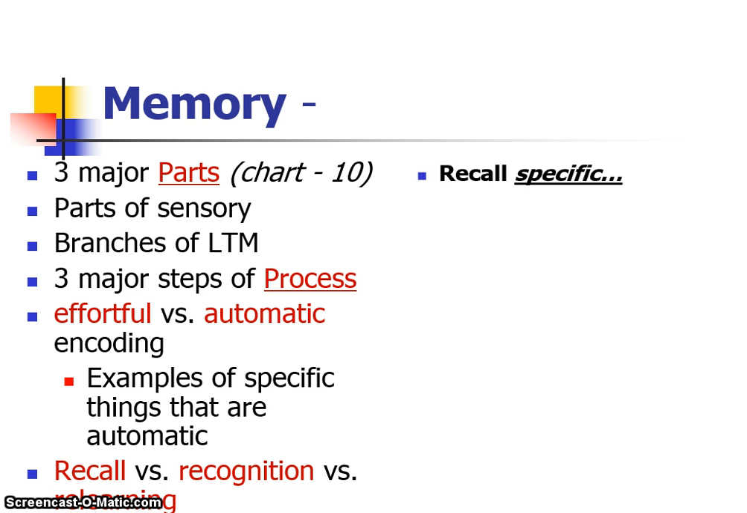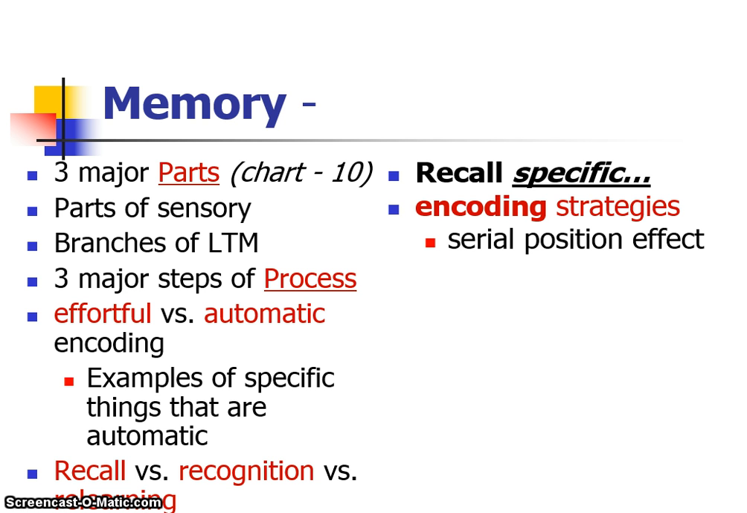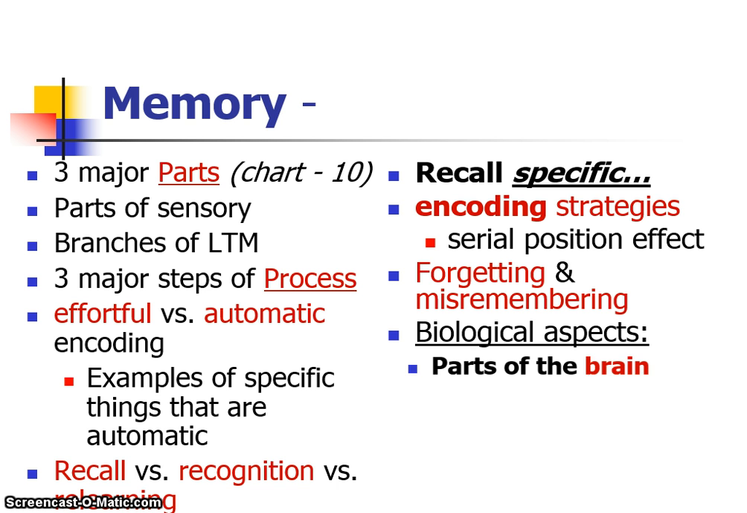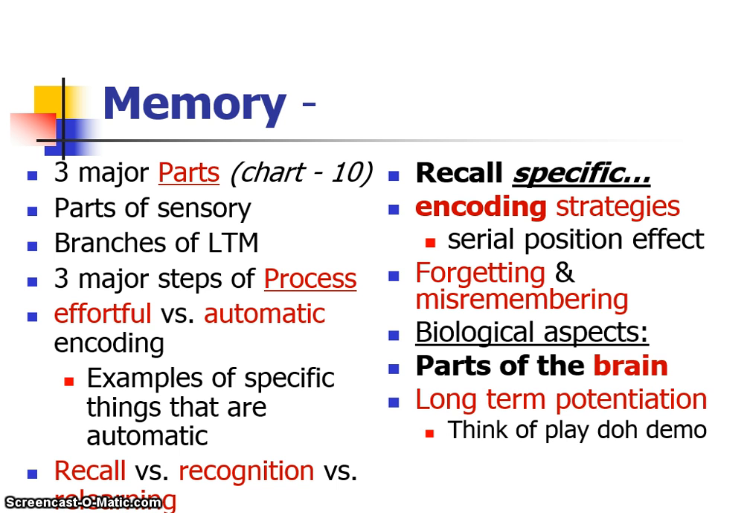It should happen much faster. Recall, specifically look at encoding positions, encoding strategies like the serial position effect, which involves primacy and recency. The idea of forgetting and misremembering. There's the 7 deadly sins of forgetting, but remember, sometimes forgetting is just misremembering. And then the biological aspects. We colored in the parts of the brain. We're never going to get away from the brain because whatever is psychological is simultaneously biological.